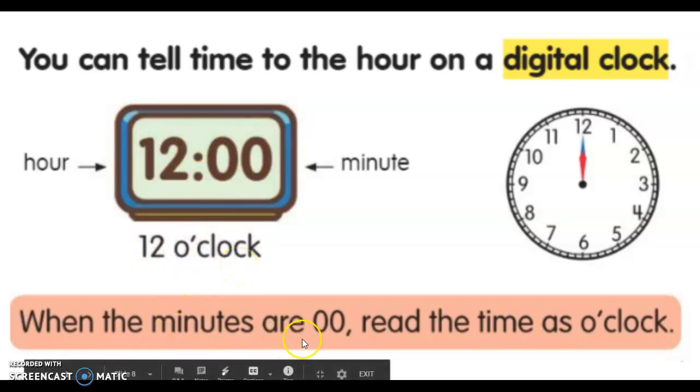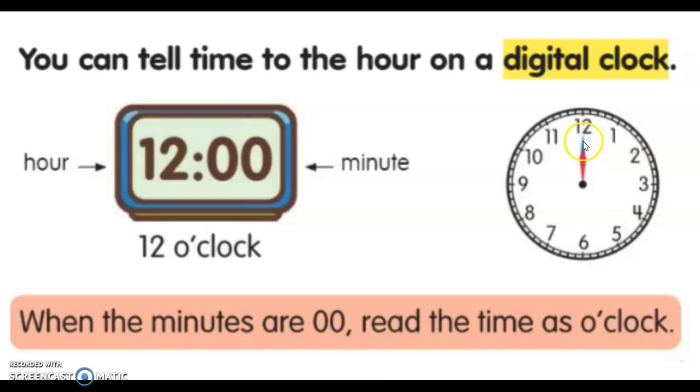When the minutes are 00, read the time as o'clock. Just like when the minute hand, which is the longer hand or the blue one, points to the 12, it's o'clock. The 12 tells us that it's 0, so it's o'clock. A new hour has started. The zeros tell us a new hour has started. It's 12 o'clock. So let's practice.